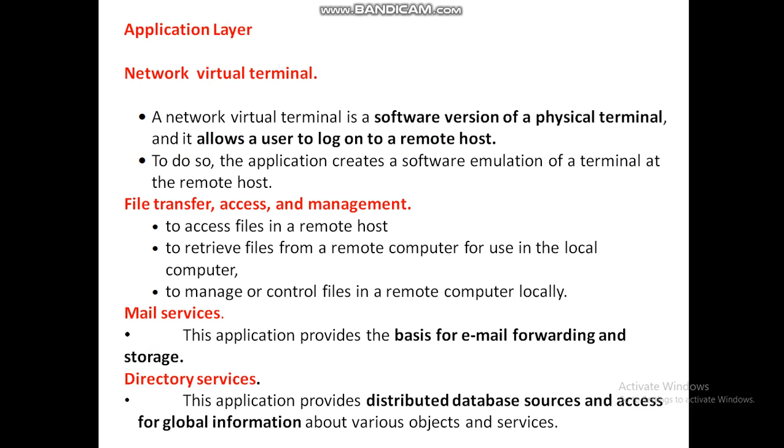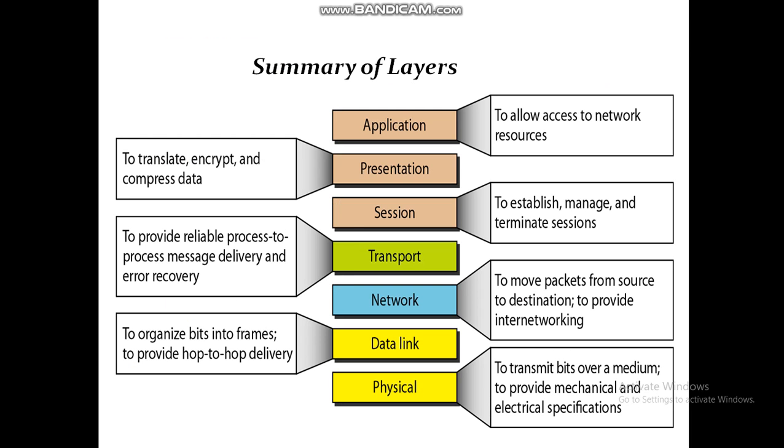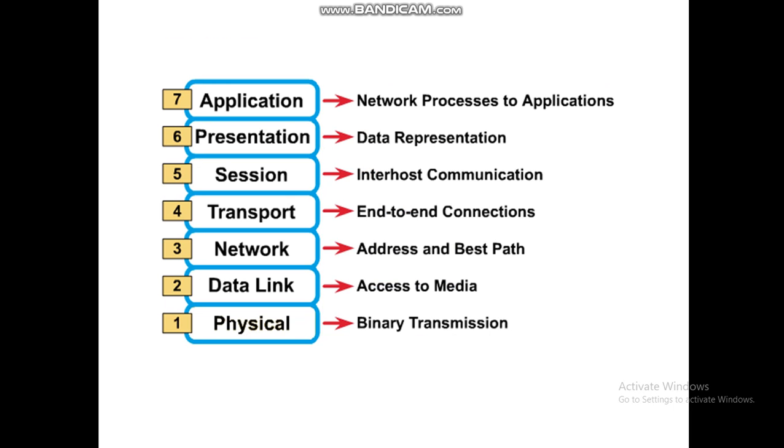Directory services means a remote machine's directory can be accessed by the server, and the server's directory can be accessed by the clients. We can send mail through email services. All these are application layer processes or application layer protocols used for accessing the network. So here is a summary of all the layers. It is very clear from what has been explained so far, and this is also another kind of representation of all the layers.